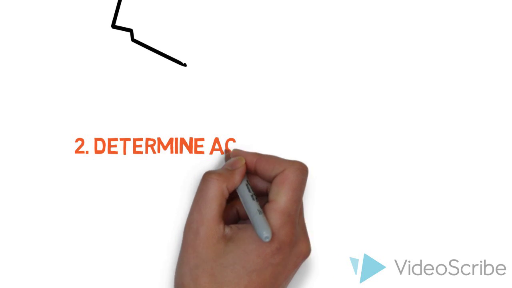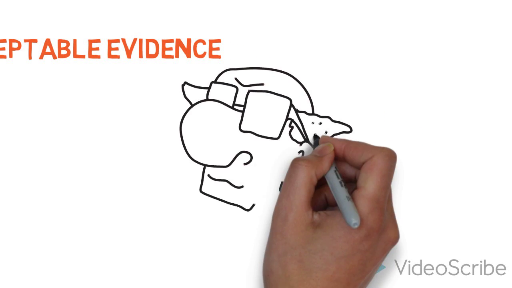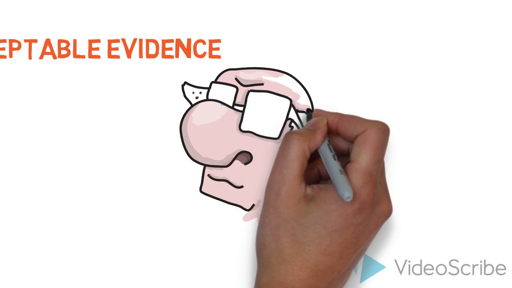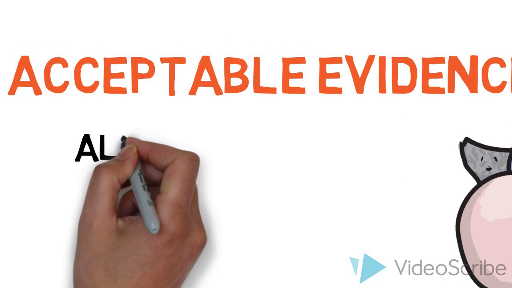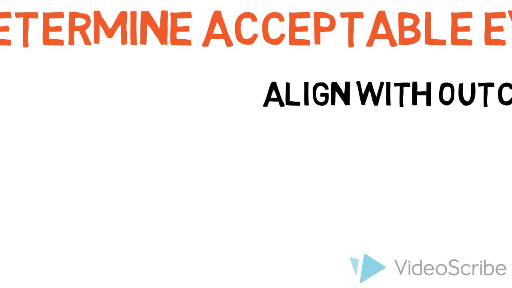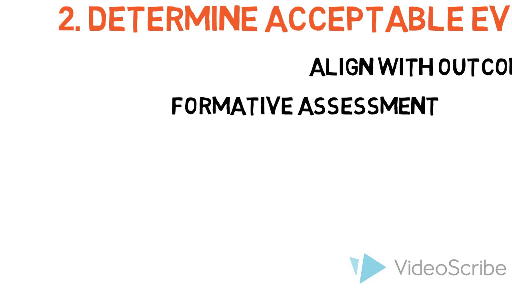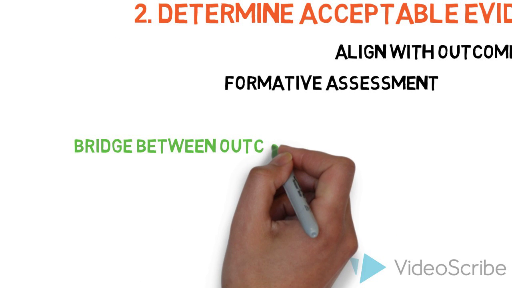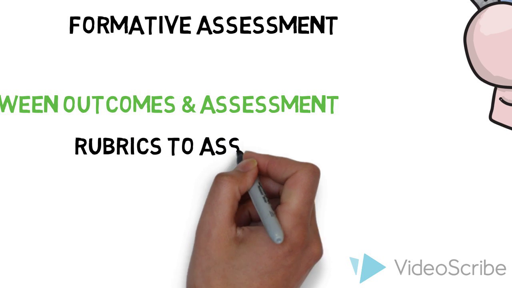The next step, step number 2, would be looking to determine acceptable evidence. So this is our assessment phase. For the assessment phase, we look to make sure that we align all of our outcomes with the assessment and make sure that that's clear. Using a lot of formative or in situ, in process assessment to create this bridge between what the students know in the outcomes and the assessments.